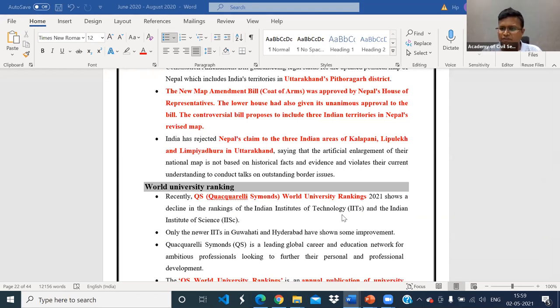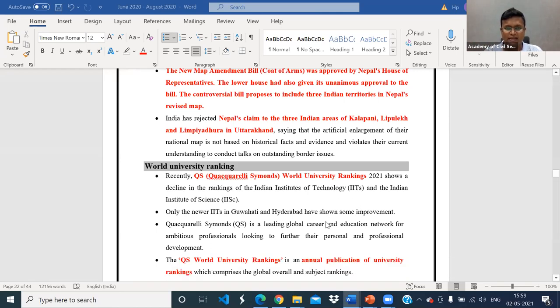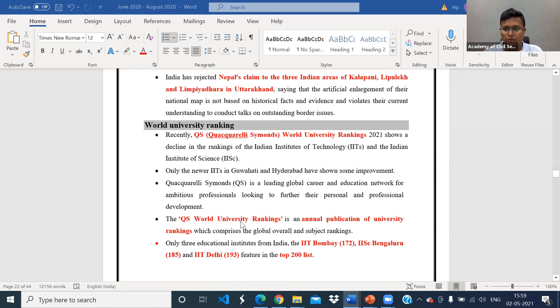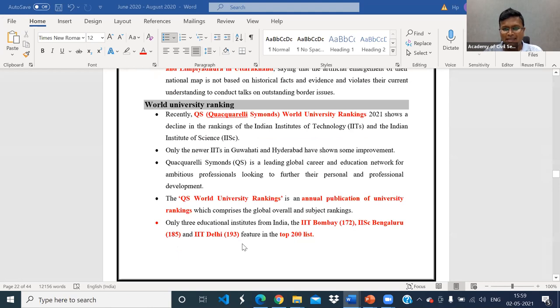The Indian Institutes of Technology and the Indian Institute of Science, their rank has gone down. That is why it was in the news. Then the question will be, the QS World University Ranking is an annual publication of university rankings, which comprises global overall and subject rankings. Only three educational institutions from India: IIT Bombay got 172 rank, IISc Bengaluru 185, IIT Delhi 193.